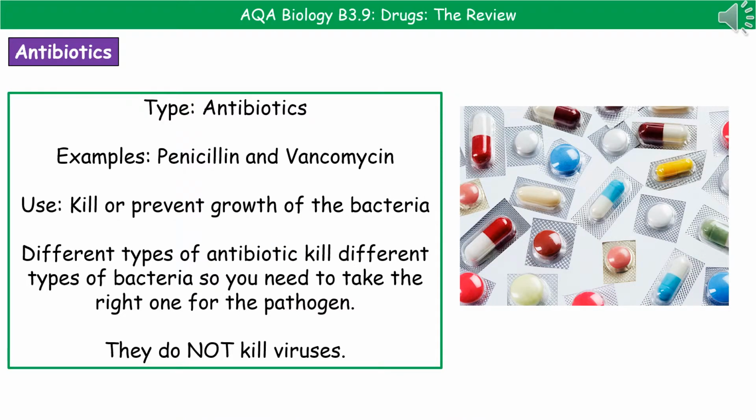The second type of drug that we could take are antibiotics. So examples of these are things like penicillin, vancomycin, erythromycin, etc. And what they actually do is they're going to kill or prevent the growth of the bacteria. So the key difference between the antibiotics and the painkillers is painkillers are just treating symptoms, whereas the antibiotics are going for the cause. They're going to kill the bacteria here.